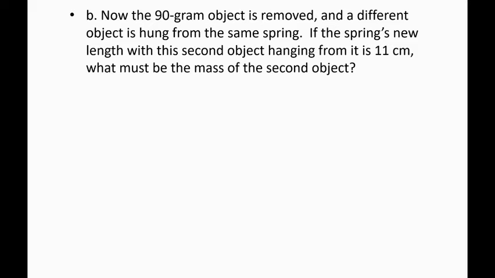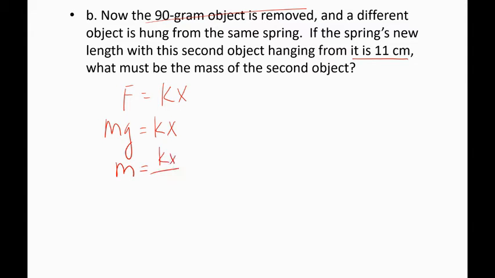Okay. So my next question says, now the 90-gram object is removed. So I've removed this 90-gram object, and a different object is hung from the same spring. If the spring's new length is 11 centimeters, what must the mass of the second object be? So I'm going to use my F equals kx, but my F has changed. I have mass times gravity equals kx, and I'm trying to solve for my new mass.